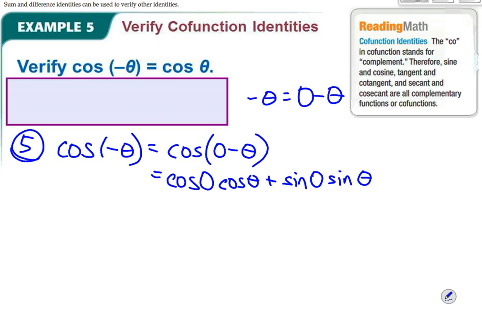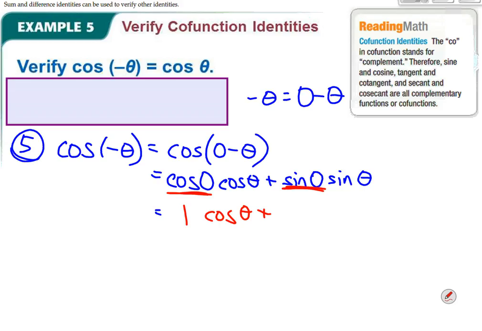And so then I can plug in values because I know values for those two. What is the cosine of 0? Cosine of 0, I go 0 to 1, and then I come back 0 to 1. So the cosine of 0 is 1. And cosine theta plus sine of 0.